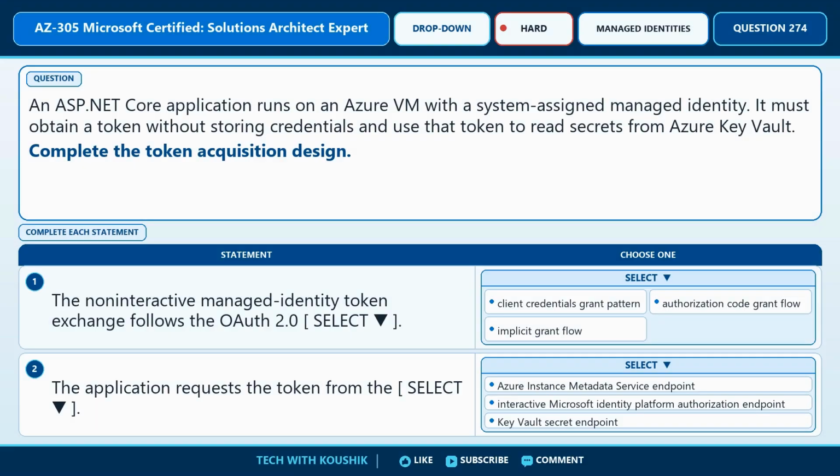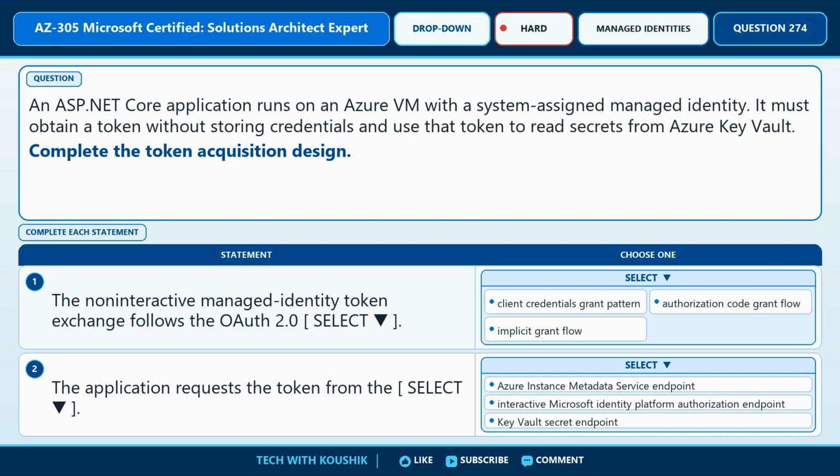Now consider question number 274. The focus now shifts to managed identities. An ASP.NET Core application runs on an Azure VM with a system-assigned managed identity. It must obtain a token without storing credentials and use that token to read secrets from Azure Key Vault. Complete the token acquisition design.